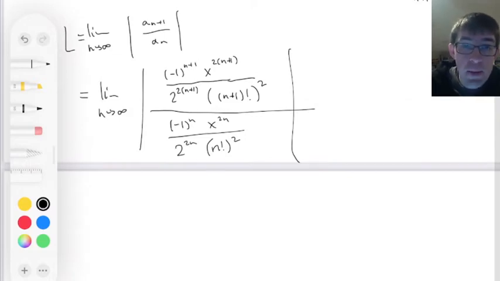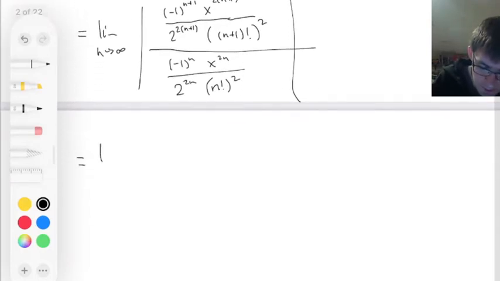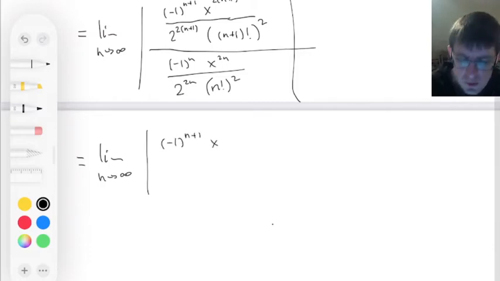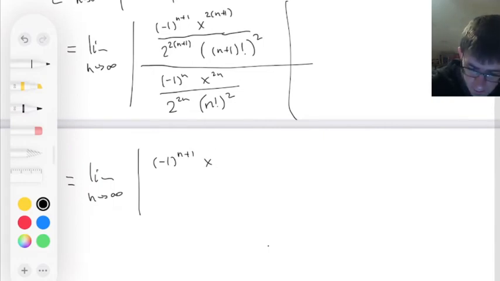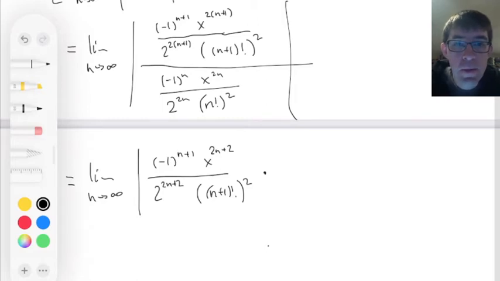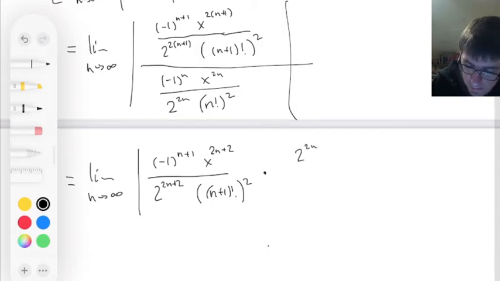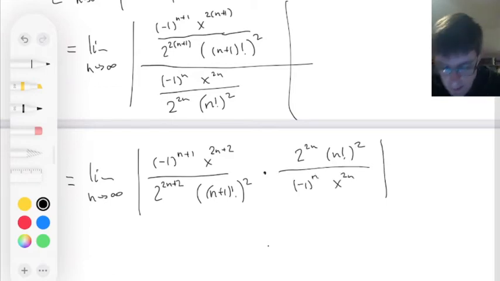All right, we got to simplify. I'm going to rewrite the division as a multiplication of the reciprocal like I always do. So this is going to be the limit as n goes to infinity. All right, we keep the absolute value signs, but it's minus 1 to the n plus 1, x to the 2 parentheses n plus 1. I'm going to make it x to the 2n plus 2, right? Divided by 2, same thing, 2n plus 2. And then n plus 1 factorial squared. Okay, times, that was the numerator, and then I'm going to go times the reciprocal of the denominator. It's going to be 2 to the 2n, n factorial squared over minus 1 to the n, x to the 2n.